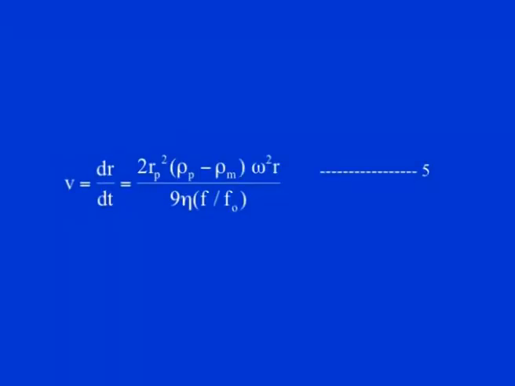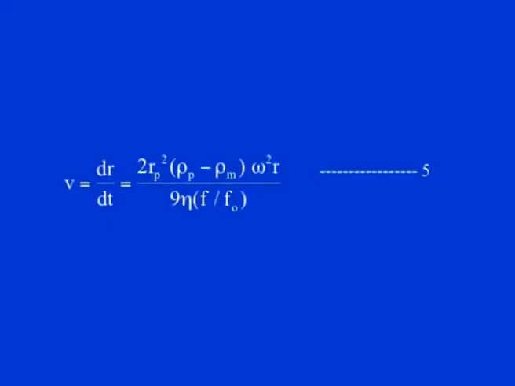And since the equation involves the square of the particle radius, it is apparent that the size of the particle has the greatest influence upon sedimentation. If you could recall, here it is R square, or Rp square, which is the radius of the particle. So, it has quite a lot of effect on the sedimentation: if the particle size is doubled, then the sedimentation rate will be more. It is also directly proportional to the difference in density between the particle and the medium.